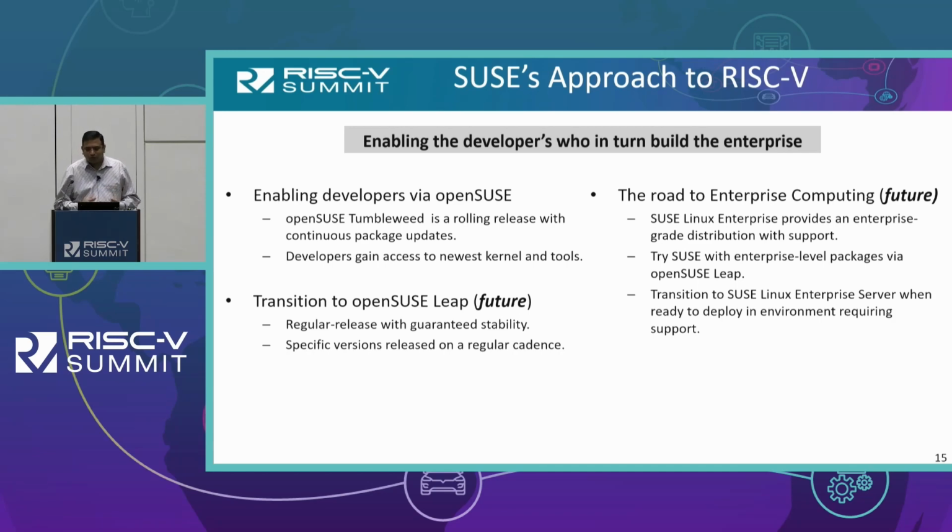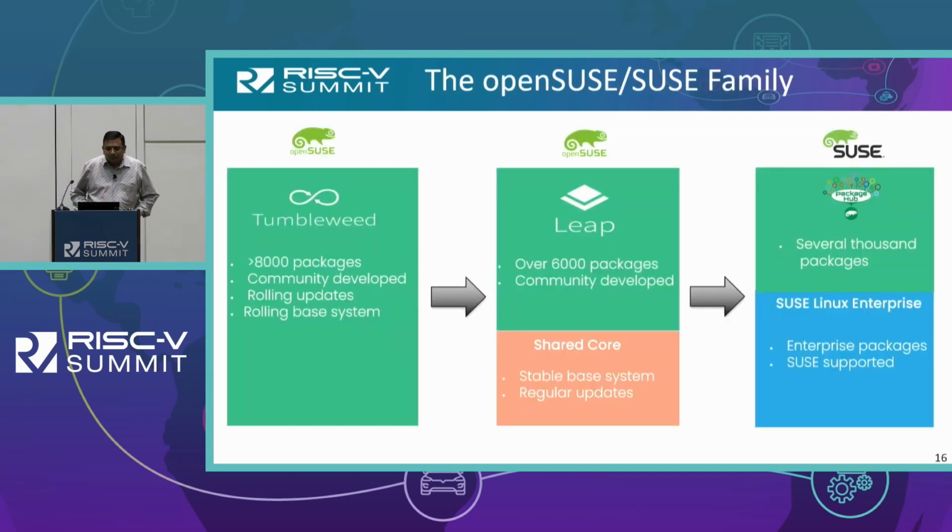So the goal would be to try SUSE with enterprise-level packages via openSUSE Leap, and then transition to SUSE Linux Enterprise Server when ready to deploy in an environment that needs commercial support. That's the three-step process with SUSE. It's illustrated in this picture of how things start and how things go on.